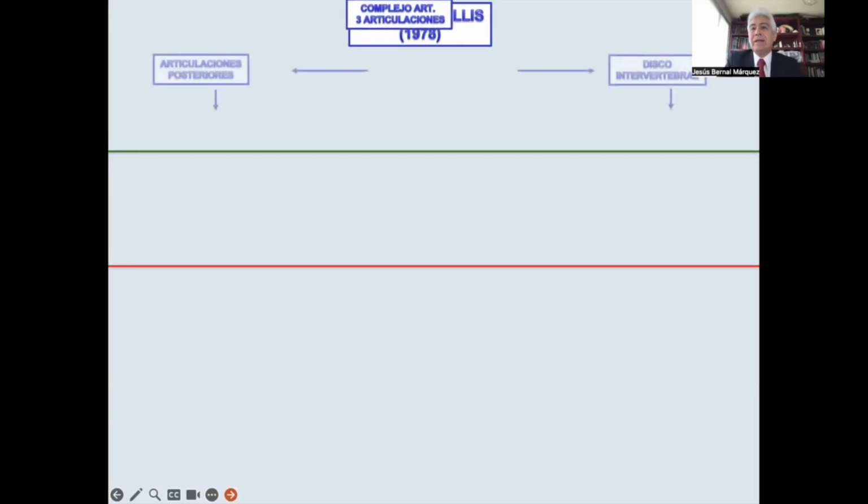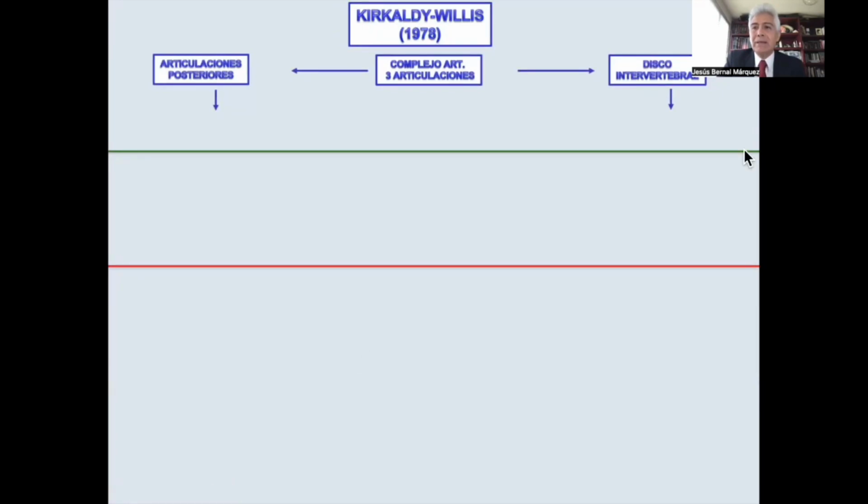And then precisely this author, Kirkaldy-Willis, since 1978. And it seems like many years. Perhaps it is, but it is still valid. It is still valid, and he has told us since then about the cascade of disc degeneration. If we can understand this 100%, we will be able to understand what exactly disc degeneration refers to. He told us about a three-joint theory.